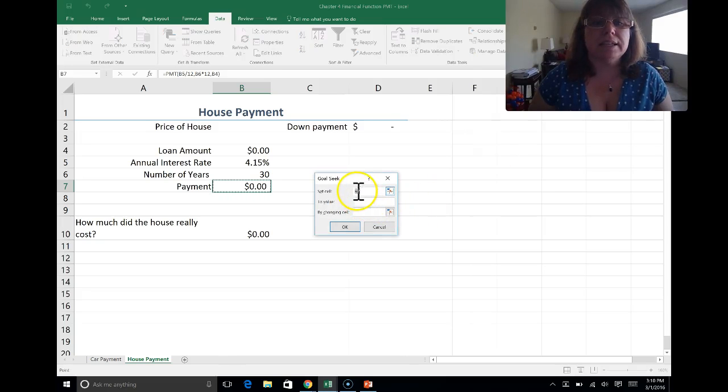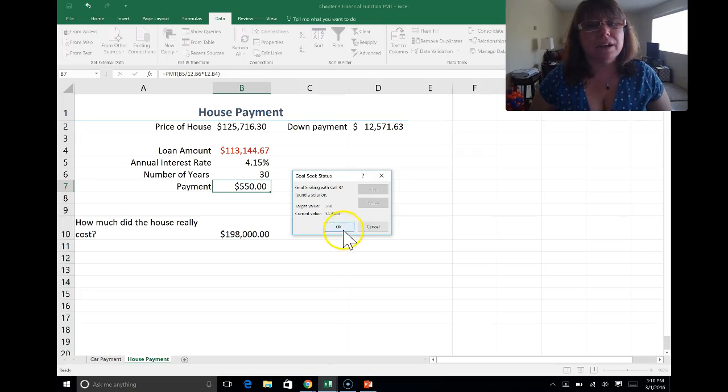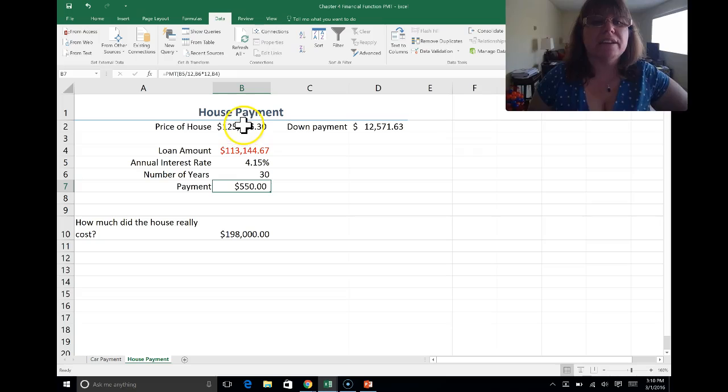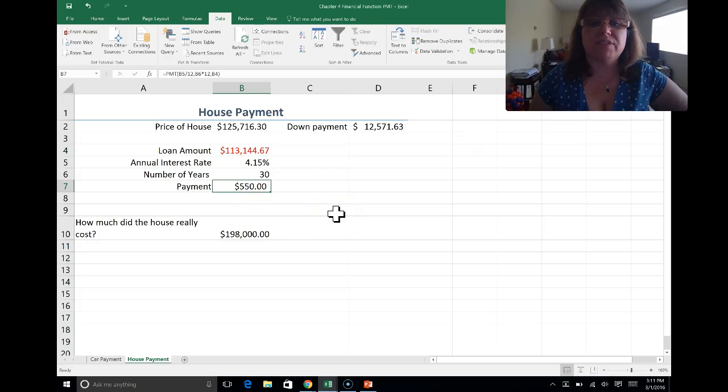Goal Seek, set B7, my house payment, to $550. And I want to change the price of the house. And I say, okay, go find it. Wow. So I can afford a $125,000 home as long as I put down $12,571, 10%. My loan amount is going to be $113,000. For 30 years, my payment is $550.